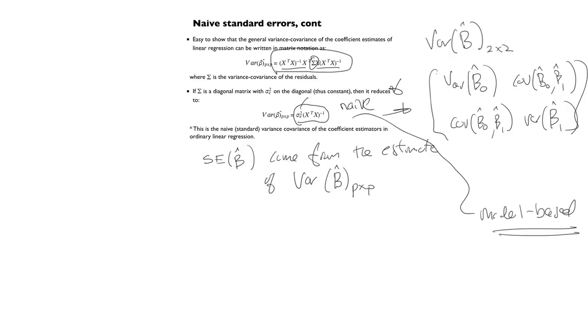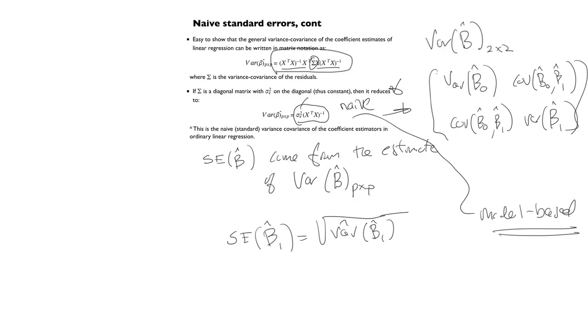And then, of course, just to make this clear, the standard error of beta 1 hat is equal to the square root of the estimated variance of beta 1 hat, right?